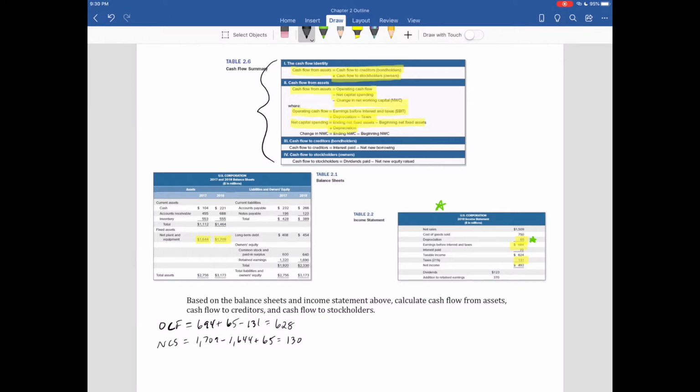If it were a negative value, that would just signify that they actually sold off more of their fixed assets over that time period, which would be a cash inflow for the company, as opposed to this positive value, which showcases a cash outflow, a purchase of more fixed assets.